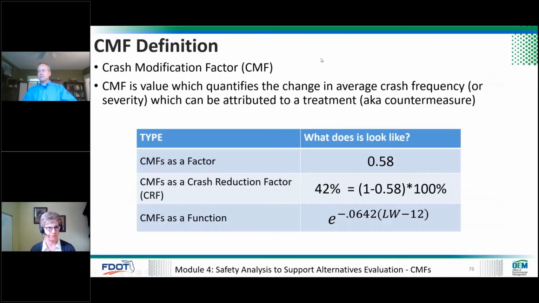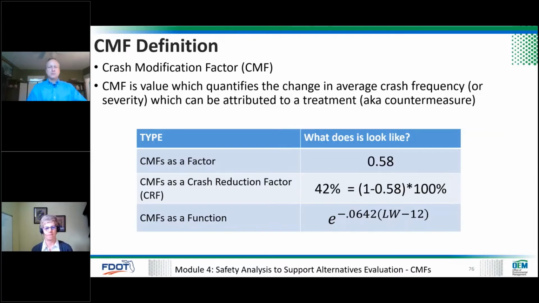So what are they? CMF stands for crash modification factor, and it quantifies the change in average crash frequency you would expect that could be attributed to a treatment. And we use the word treatment and countermeasure interchangeably. And so a CMF is a multiplicative factor, and it looks like this first row here. In this case, the CMF is 0.58.